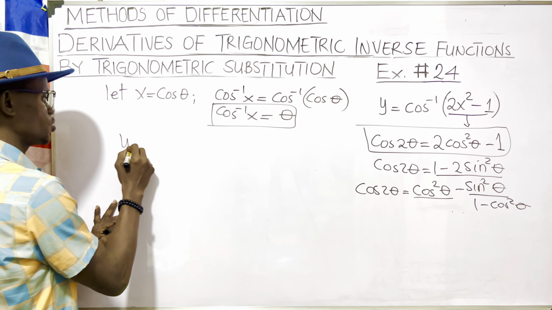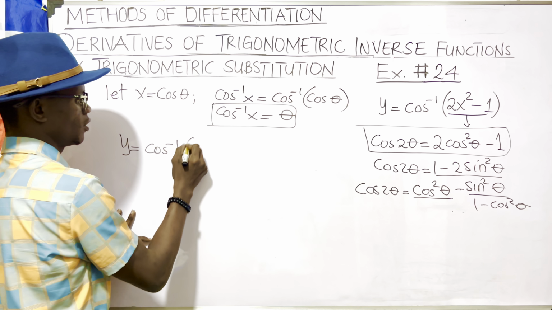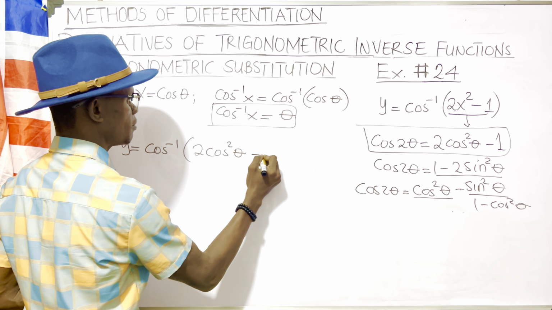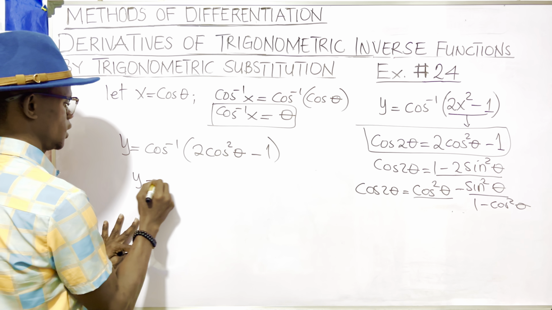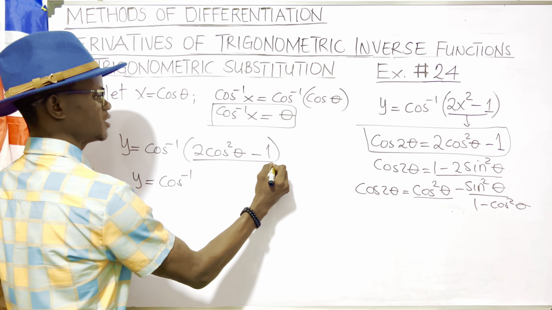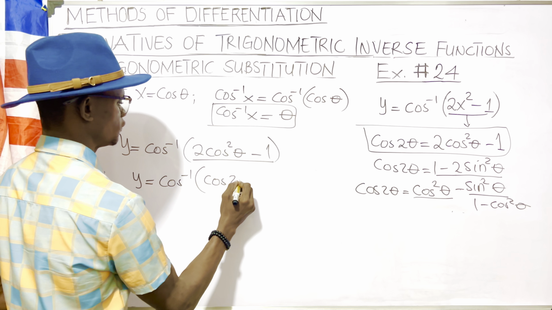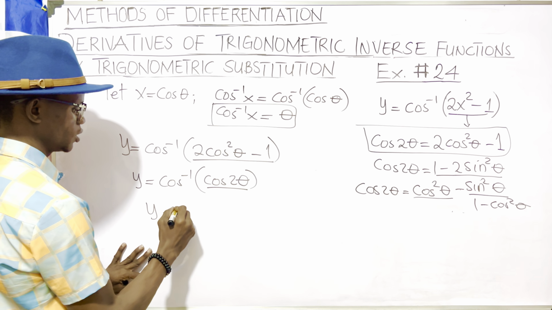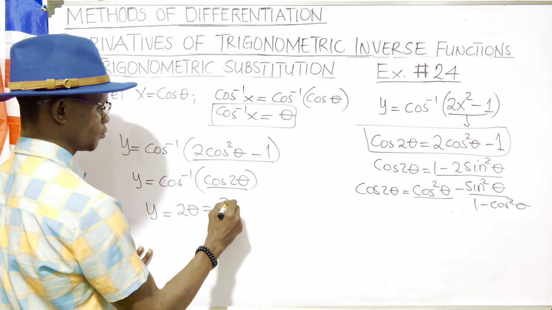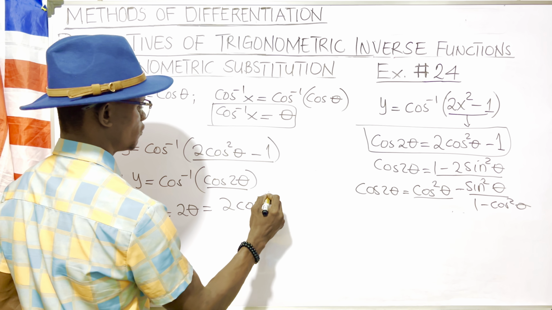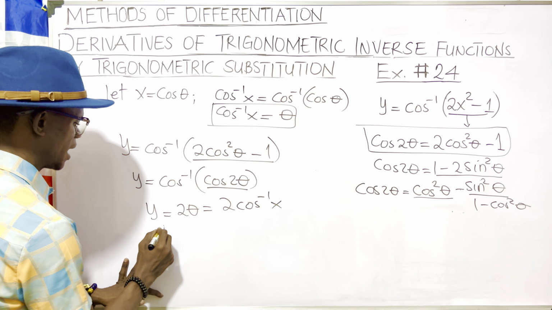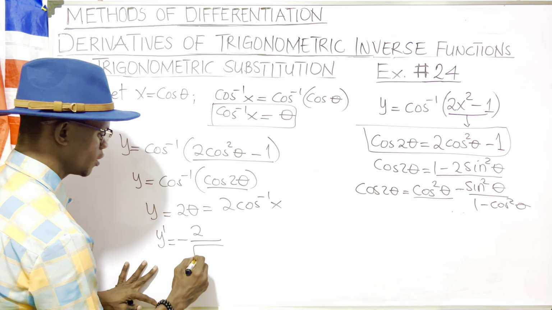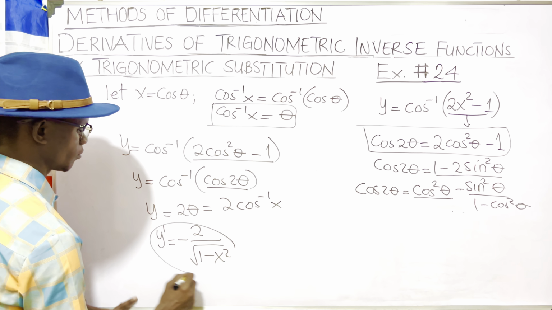Now go to the substitution: y equals cos inverse of 2 x squared minus 1, where x now is cos theta, so 2 cos squared theta minus 1. And we know that this expression is just cos of 2 theta. So cos inverse of cos of 2 theta is just 2 theta. What is theta? Theta is cos inverse of x. So y prime now becomes negative 2 all over the root of 1 minus x squared.